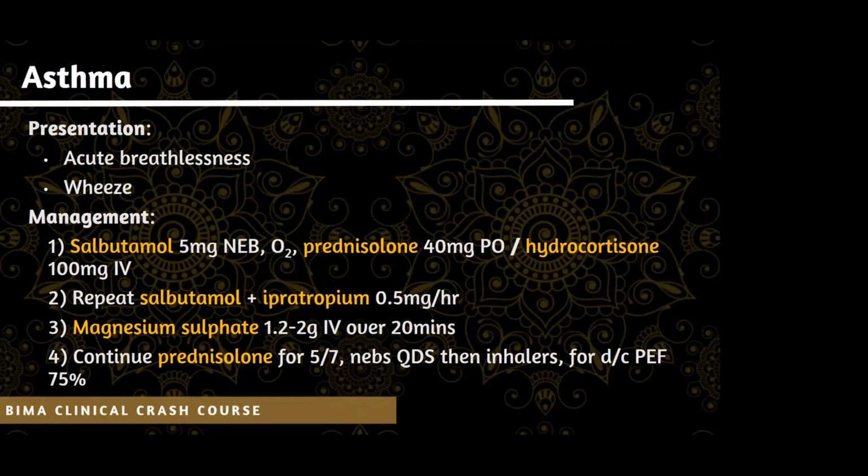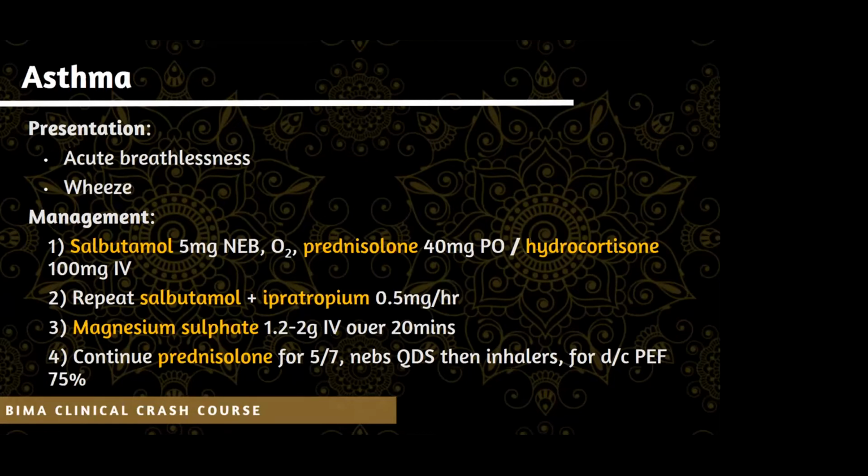If that's still not helping, you want to repeat your salbutamol, and you can also add in ipratropium. So ipratropium bromide is another type of nebulizer that you can use, and you use 0.5 milligrams per hour.